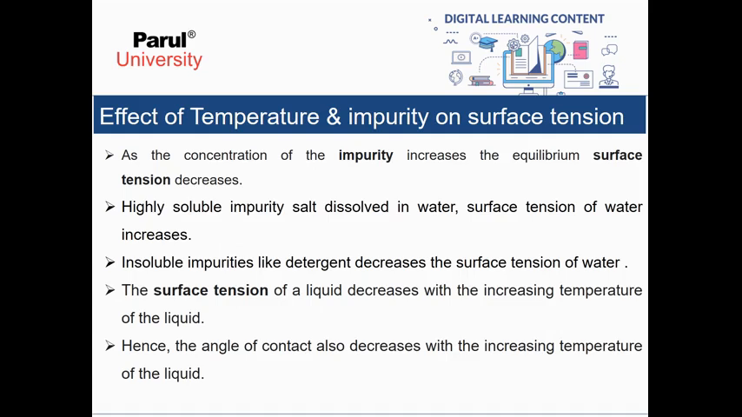Effect of temperature and impurity on surface tension. As the concentration of the impurity increases, the equilibrium surface tension decreases. When a highly soluble impurity such as salt dissolves in water, the surface tension of water increases. Insoluble impurities like detergent, if present, will decrease the surface tension of water. Hence, the surface tension of a liquid decreases with the increase in temperature of the liquid. Also, the angle of contact decreases with the increasing temperature of the liquid.